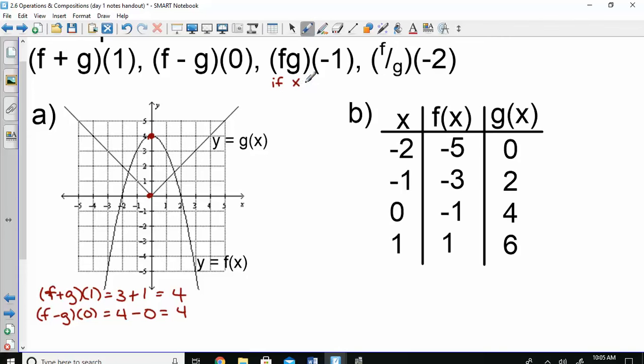This one says here, x is negative 1. So you need to find y. So when x is negative 1, here's when x equals negative 1. You have to find the y values on each of these graphs. So f of negative 1. So we're looking at graph f, which is the parabola. When your x is negative 1, you're at this point on the graph. And the y value of that point is 3.